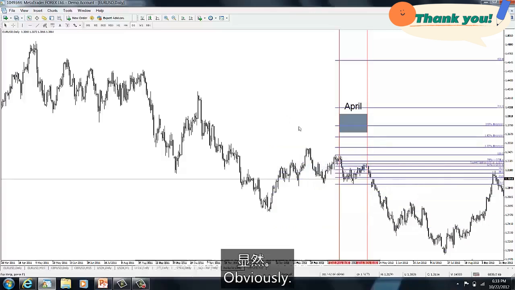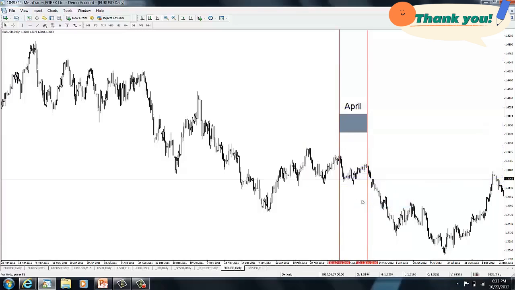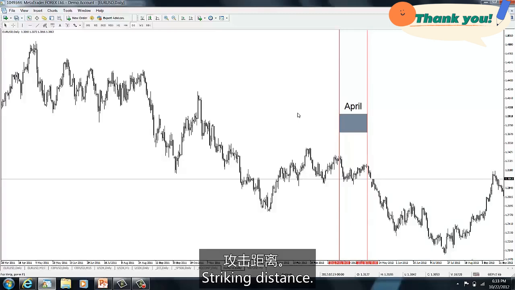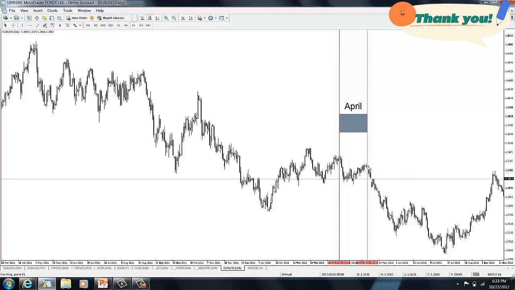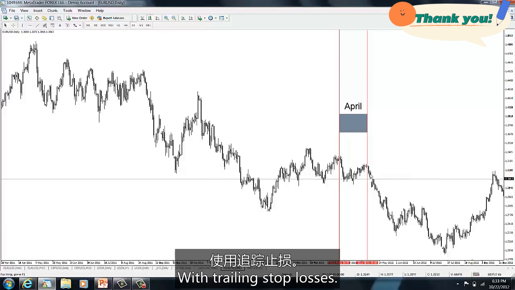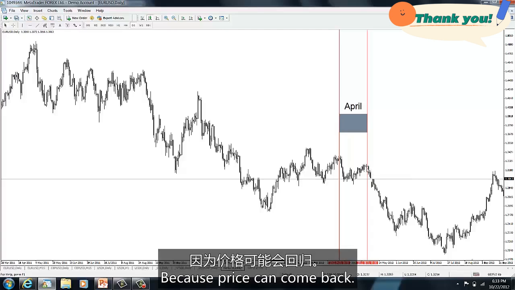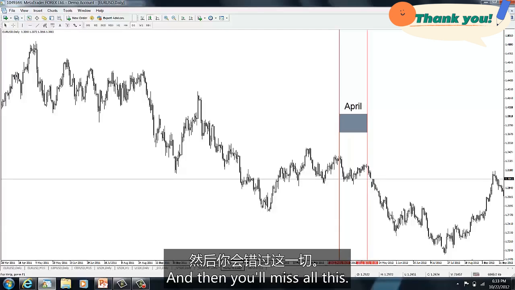You need to have separate accounts, obviously, but you just put the trade on and let the stops stay outside of potential striking distance. And by that I mean, if you get short in here, you let it run down for a while before you do anything with trailing stop losses inside of it, because price can come back and tag you, and then you'll miss all this.